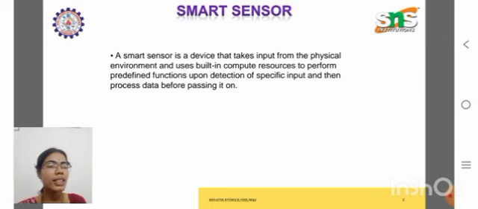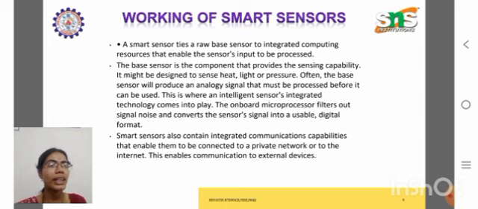A smart sensor is a device that takes input from the physical environment and uses built-in compute resources to perform predefined functions upon detection of specific input, and then processes the data. The integrated computing resources enable the sensor's input to be processed. The base sensor is the component that provides the sensing capability.